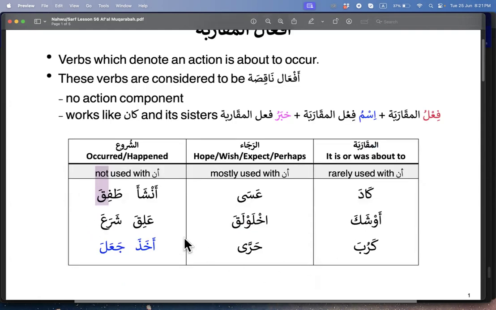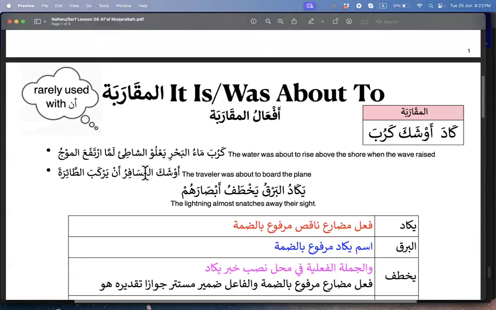So you don't actually have to remember all of these, especially for the Quran. You just have to remember kada, which is a lot more in the Quran, and asa. One more thing: kada is rarely used with an, and asa is mostly used with an, and tofiko is not used with an. We'll see about that also later.